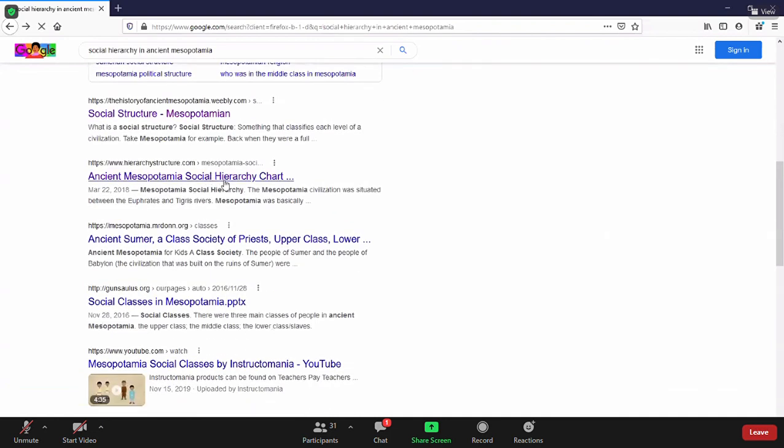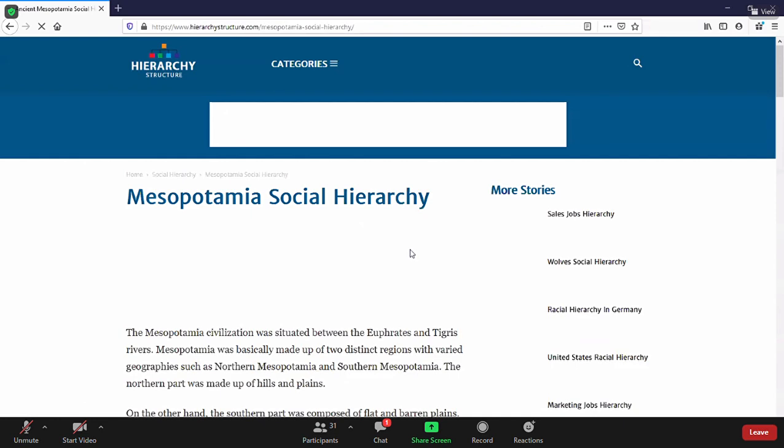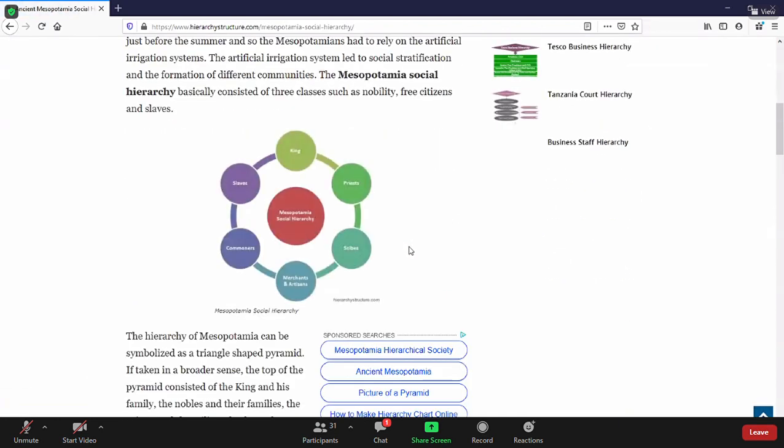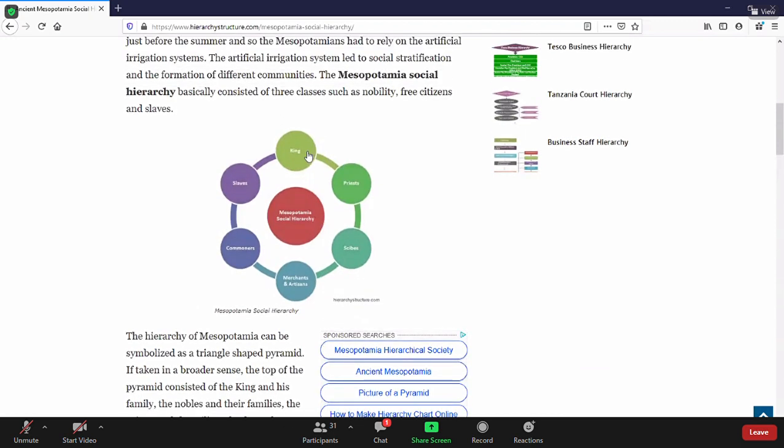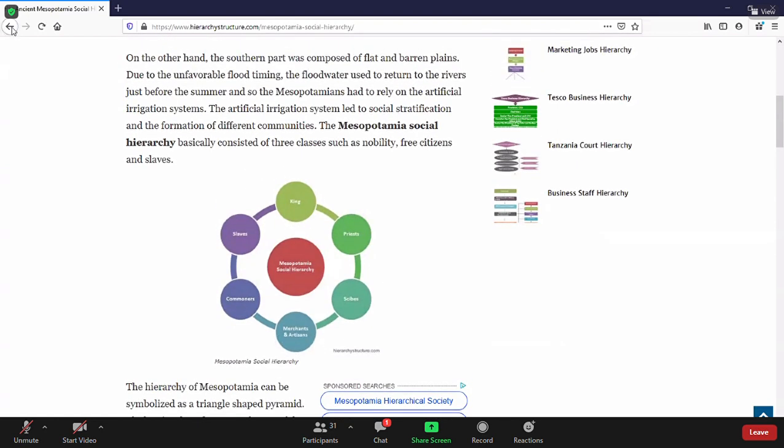And this is another one here. Well, you see the king, priests, scribes, merchants, commoners, slaves. If you want to draw it like this, you can do it like this, or you can draw it as a pyramid.